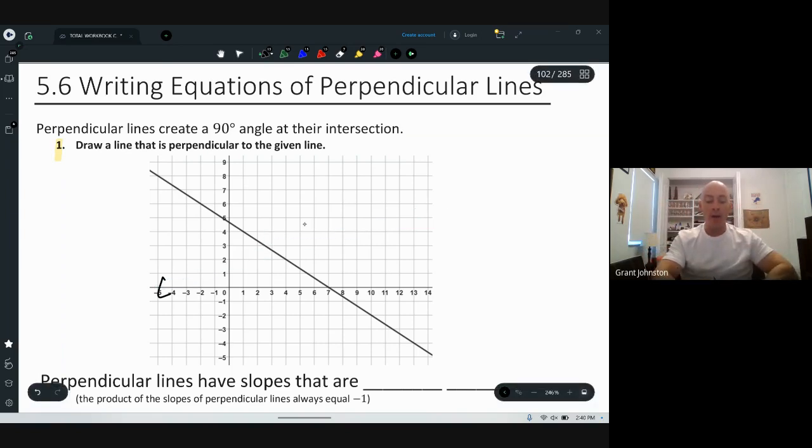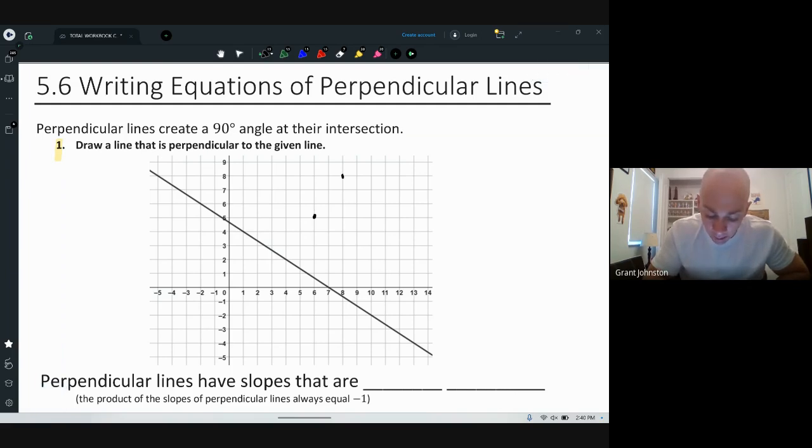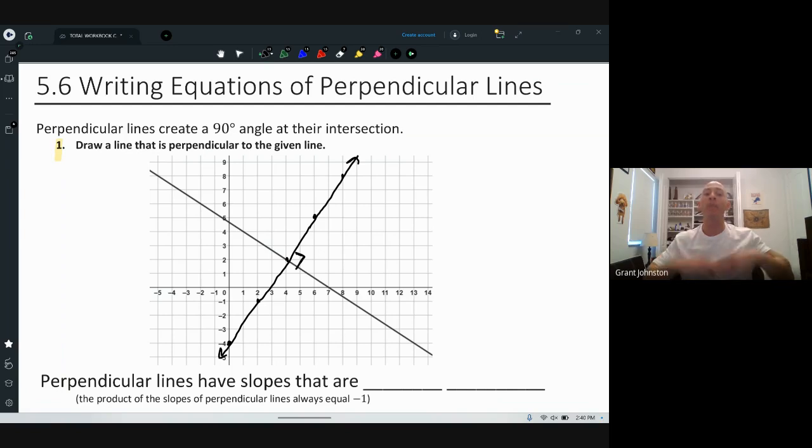So if you have a perpendicular line, it's going to look something a little bit more like this. Okay, let me draw a perpendicular line. It's going to look more like this, where at their intersection, this angle is 90 degrees. That's a 90-degree angle, meaning they're perpendicular. And the new concept that you're going to learn with perpendicular lines has to do with their slopes.